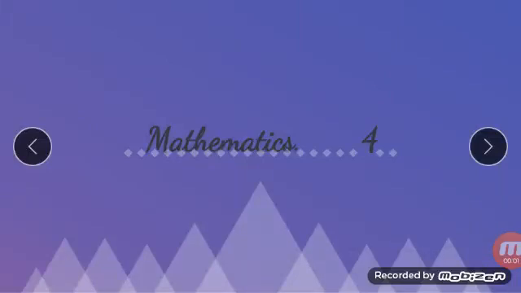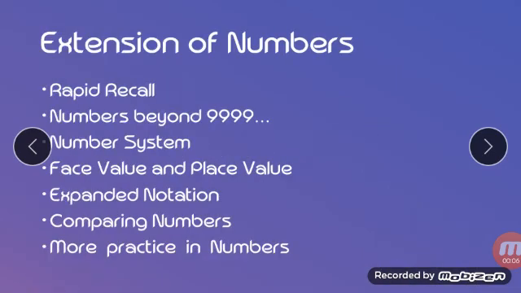Children, so we're back to mathematics class. Today we will learn under unit 2, extension of numbers, about the expanded notation. I hope that all the children have completed the remaining units like rapid recall, numbers beyond 9999, number system, face value and place value, and I hope that they understood the exercise. Today we are going to learn about expanded notation, comparing numbers and more practice in numbers. So let's see how to do that exercise.